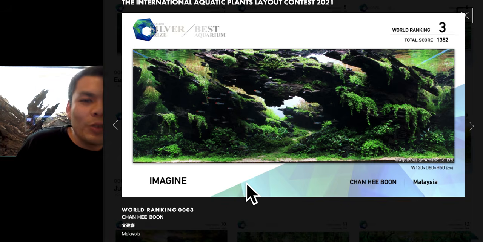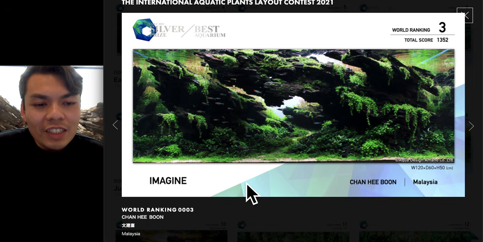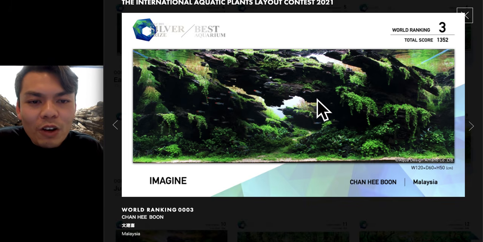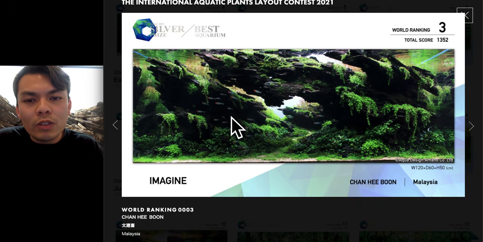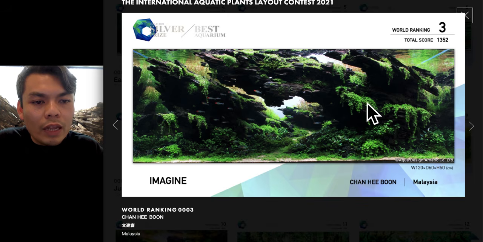All right, heading up to Rank 3. We're starting to see the use of dragonwood here. It's almost becoming a trend that I'm seeing in this aquascape, this bold wood use in the aquarium, as well as the use of draping Monte Carlo.